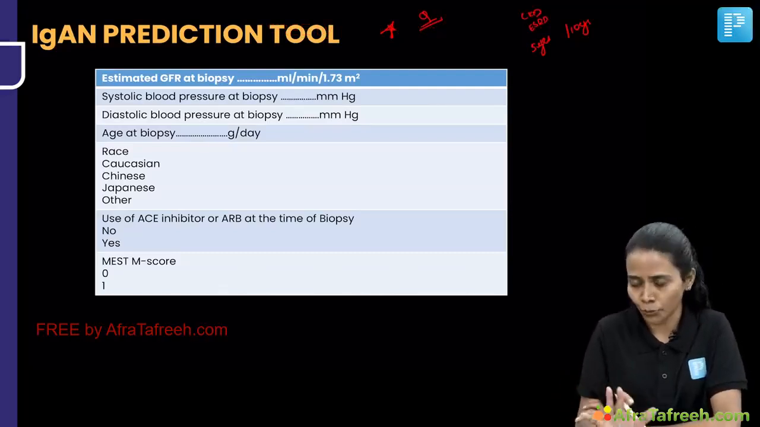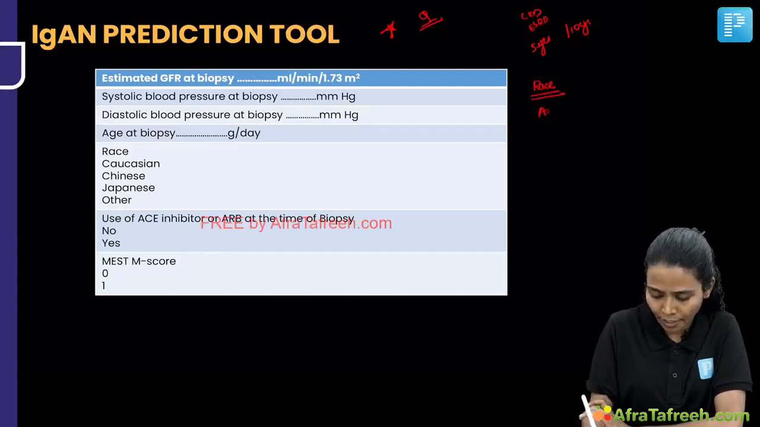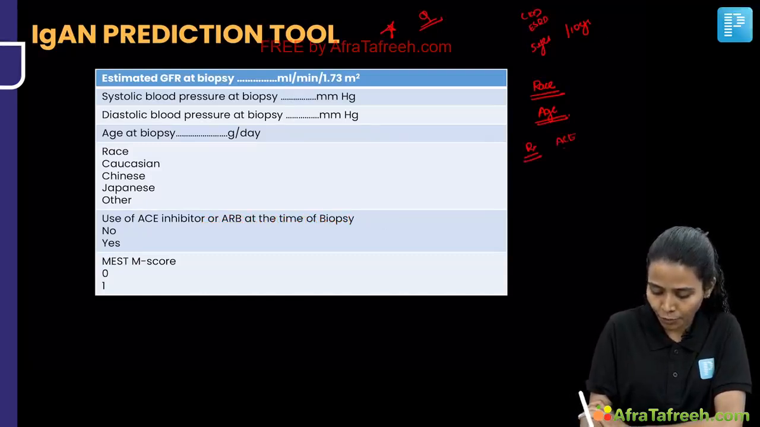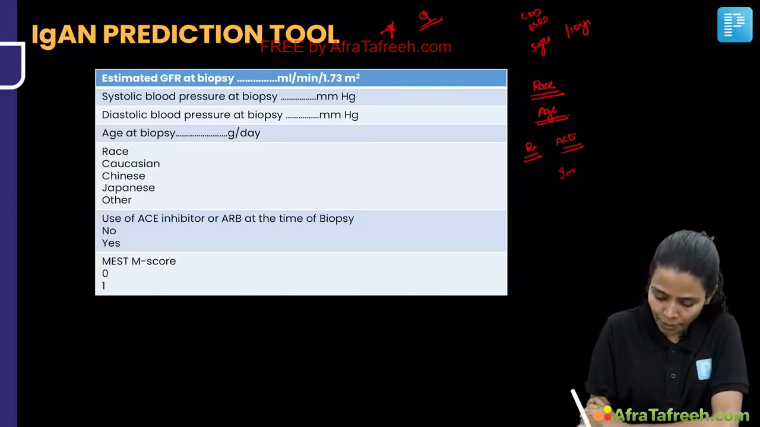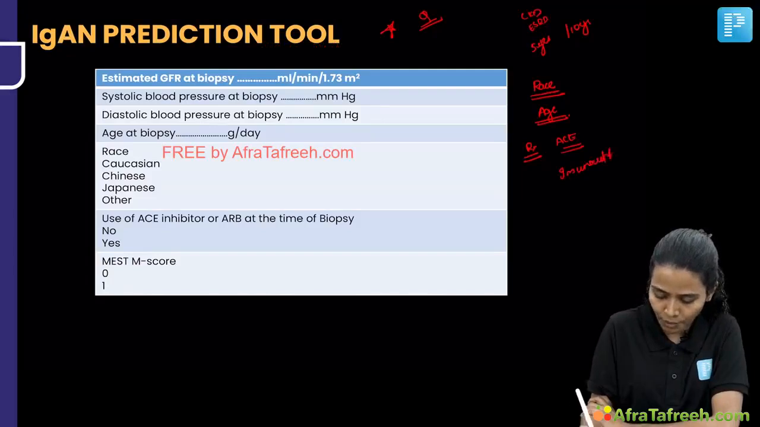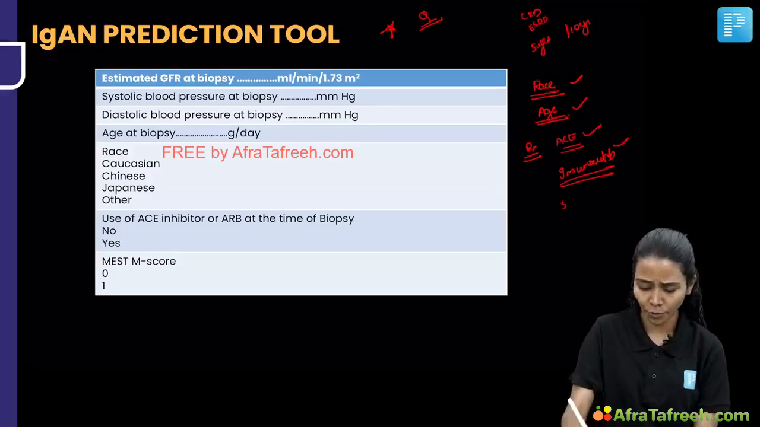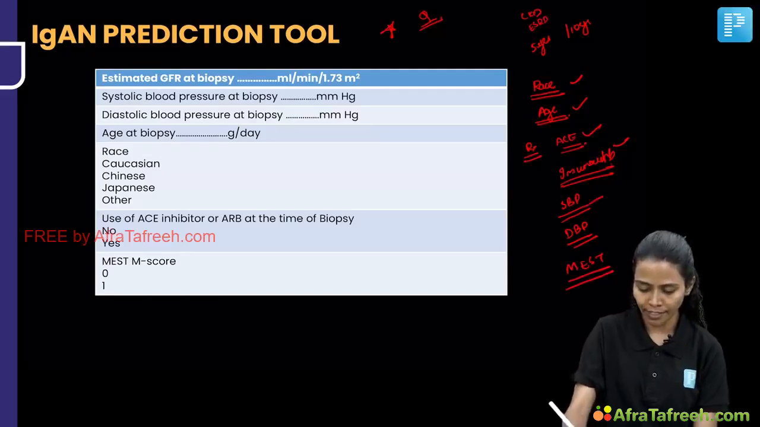So, think a patient comes to you. Okay. So, in the history, you are going to see race and you are going to see age. Then you are going to ask for medication history or treatment history. So, you are going to see if the patient is taking an ACE inhibitor at the time of biopsy, or is the patient already on immunosuppression at the time of biopsy. So, this is 1, 2, 3, 4. Then on examination, you are going to see the systolic blood pressure, the diastolic blood pressure. And in pathology, you are going to see the MEST score. So, these are the 1, 2, 3, 4, 5, 6, 7 parameters.